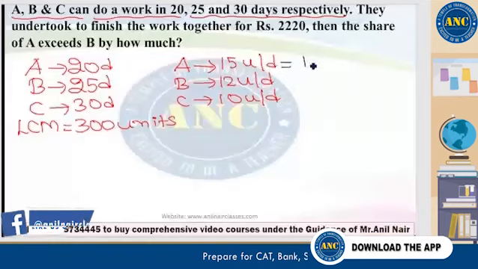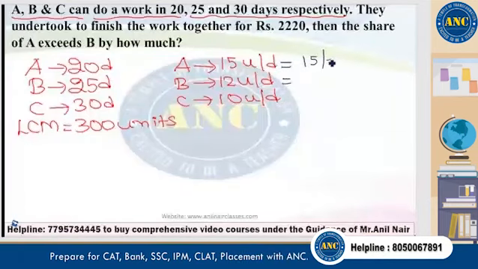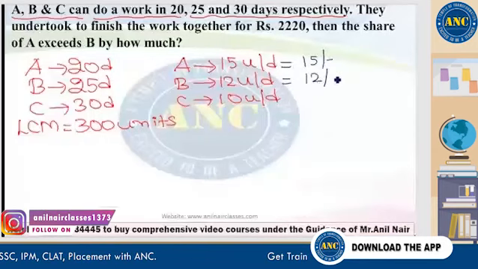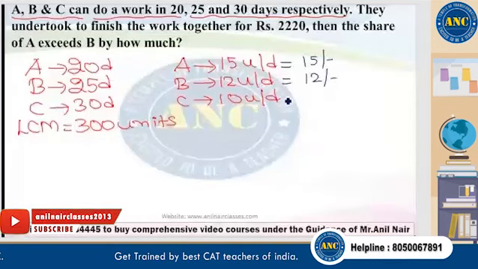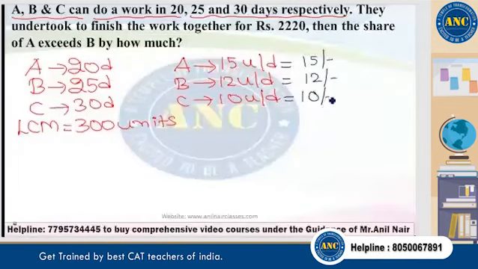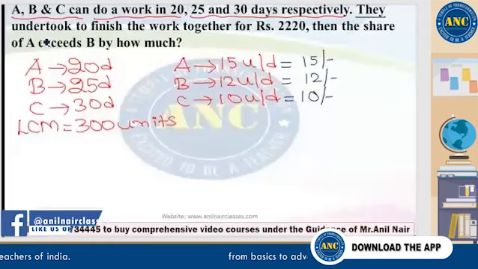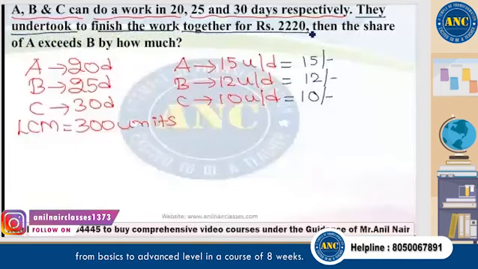But we are discussing a topic called partnership. Instead of 15 chocolates, let me call 15 rupees per day investment. A's investment is 15 rupees per day. B is investing 12 rupees per day or per month or per year, whatever you want to take, sir. It makes no difference. C is 10 rupees per day investment. Now, read the next statement. They undertook to finish a work together for 2,220 rupees.